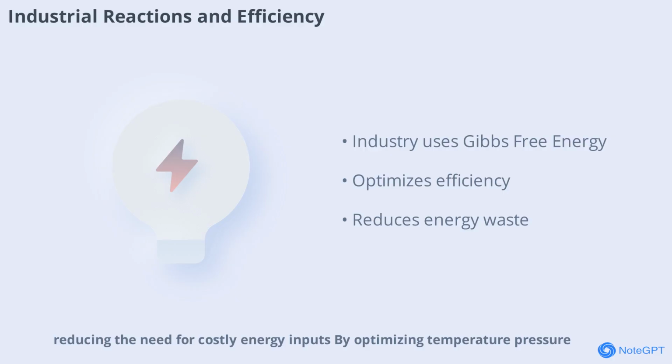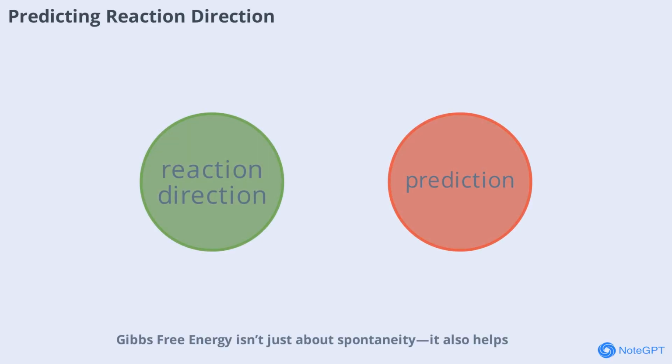By optimizing temperature, pressure, and reactant concentrations, industries can produce chemicals, fuels, and materials more sustainably and economically. Gibbs free energy isn't just about spontaneity, it also helps predict the direction in which a reaction will proceed. By calculating delta G for both forward and reverse reactions, chemists can determine which pathway is favored under specific conditions. This predictive power is essential for designing experiments and manufacturing processes that yield the desired products.